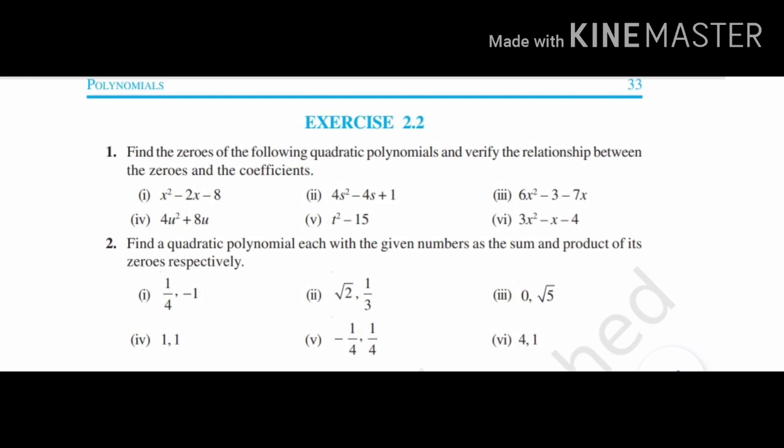Dear students, now you can solve the rest of the questions of this exercise in the same manner. In the next video, we will learn about the division algorithm for polynomials.